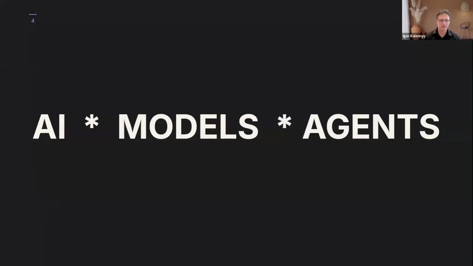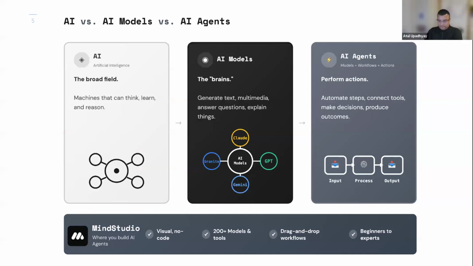So let's just set the stage before we proceed and talk about the relationship between the AI, all those models, and the agents. Next slide, please. Okay, so to give a brief overview, AI is a broad field, but as many of us know, models are basically like an engine, a brain. They have different capabilities. Some of them can do more than one thing. And so they generate text, multimedia, they answer questions, to do things based on what you ask them to do.